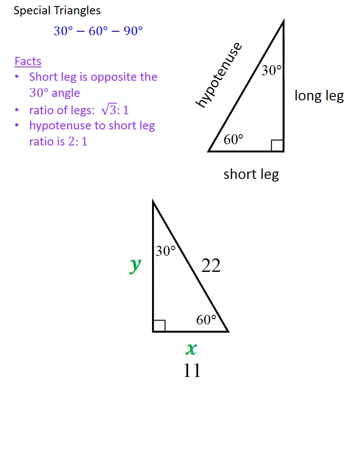But now we need to find y. Well, let's exploit the fact that the ratio of legs is radical 3 to 1. That means that y, which is obviously longer than x, has to be x times radical 3, or 11 radical 3 in this case.